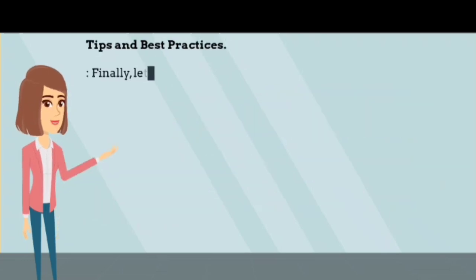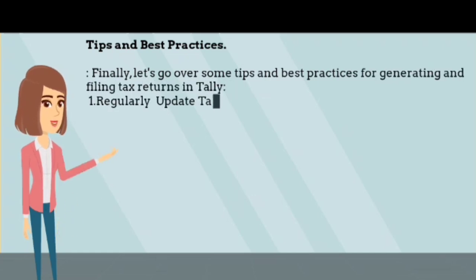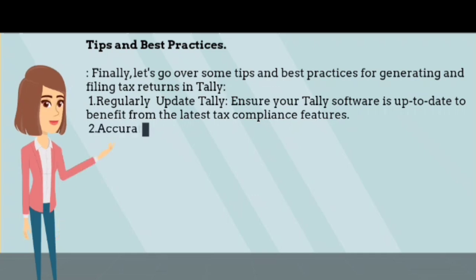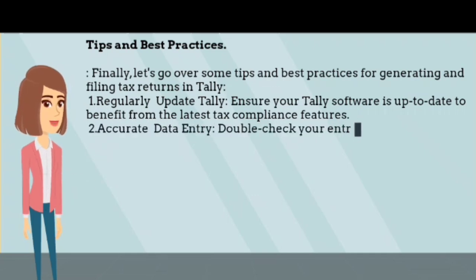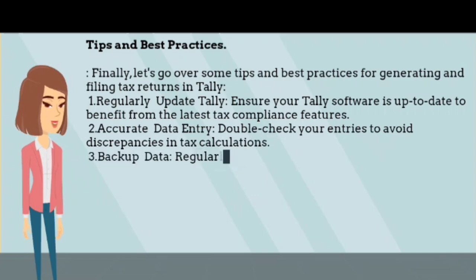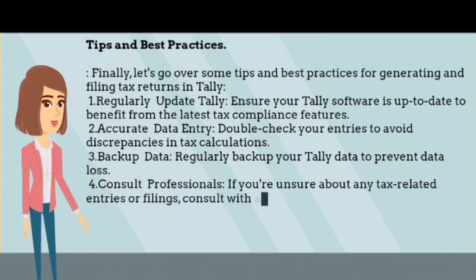Tips and best practices. Finally, let's go over some tips and best practices for generating and filing tax returns in Tally. 1. Regularly update Tally. Ensure your Tally software is up to date to benefit from the latest tax compliance features. 2. Accurate data entry. Double-check your entries to avoid discrepancies in tax calculations. 3. Backup data. Regularly back up your Tally data to prevent data loss. 4. Consult professionals. If you're unsure about any tax-related entries or filings, consult with a tax professional.